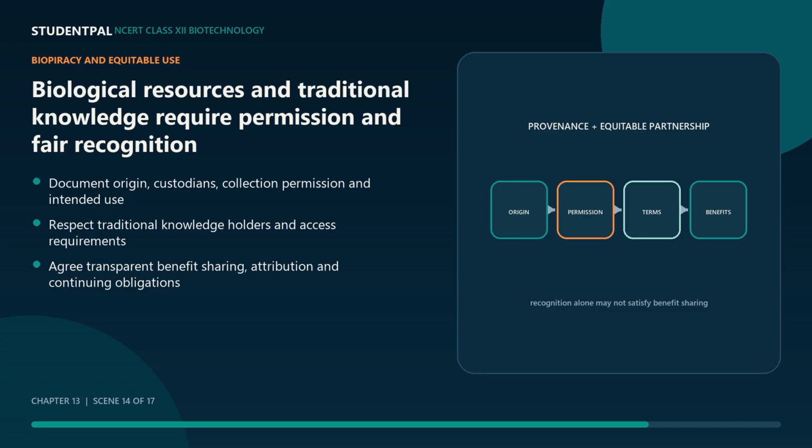Mutually agreed terms can address monetary and non-monetary benefits such as royalties, research collaboration, training, infrastructure, data access, or shared ownership. Confidential or sacred knowledge needs appropriate protection. Later, genetic sequencing or laboratory modification does not automatically cancel earlier obligations. A strong answer distinguishes lawful discovery from equitable use and explains that attribution alone may not satisfy consent or benefit sharing. Transparency and continuing partnership build trust and reduce exploitation.